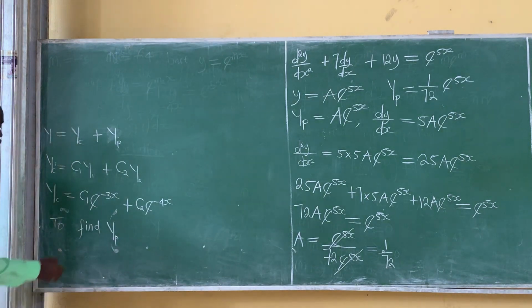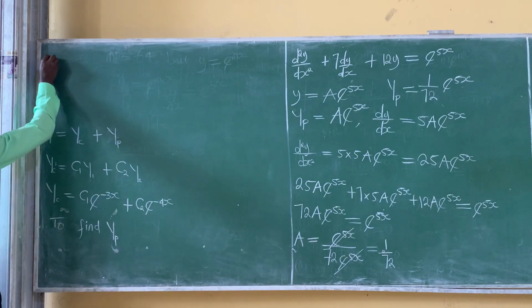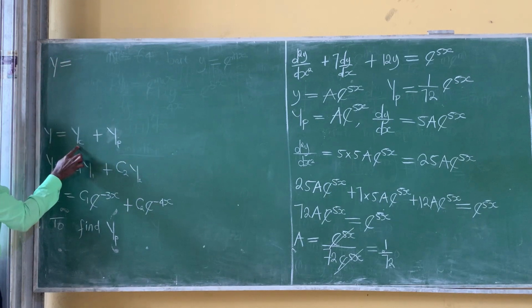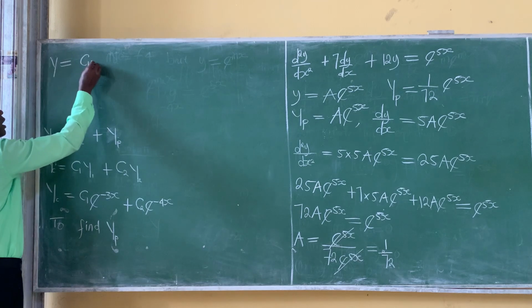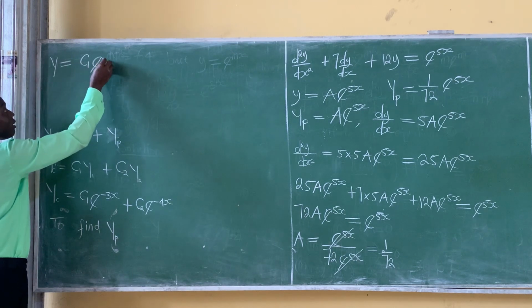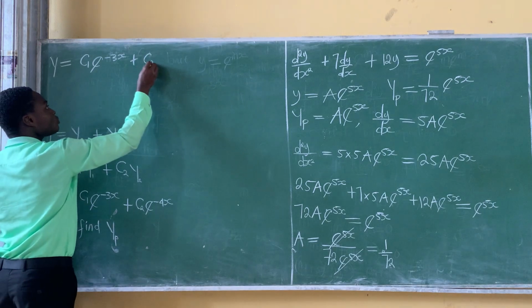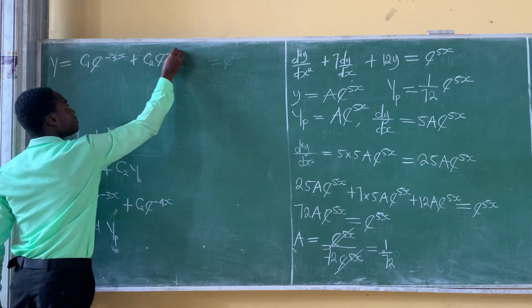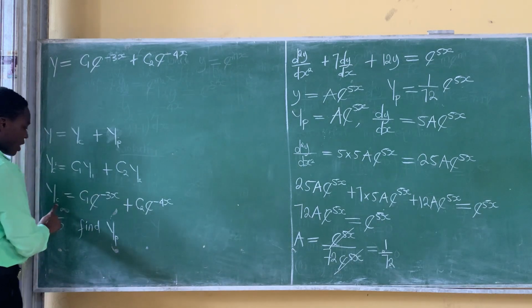All right. So we said that the solution is y equal to y sub c plus y sub p. So we have y sub c, which is c1 exponential minus 3x plus c2 exponential minus 4x. This is our y sub c.